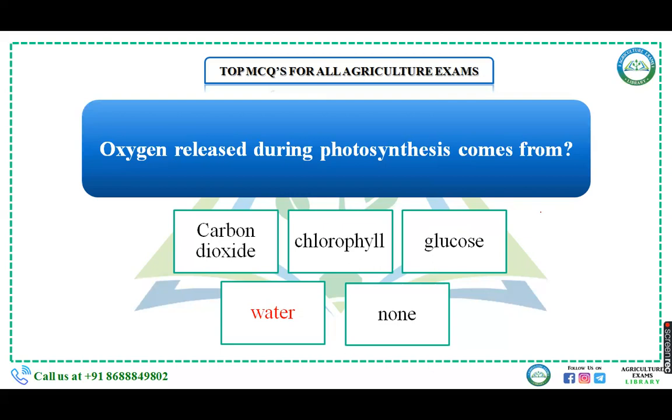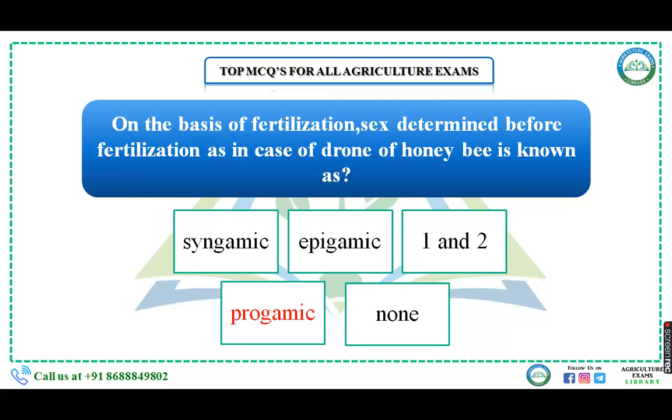Generally, there are two steps in photosynthesis: one is the light reaction, and another is the dark reaction. In the light reaction, there is cyclic and non-cyclic photophosphorylation. Oxygen is released during the photolysis of water, meaning the breaking of water, in the light reaction. So the oxygen released in photosynthesis comes from water.